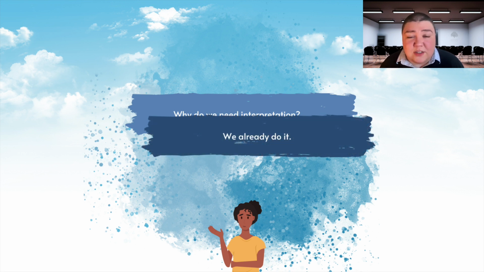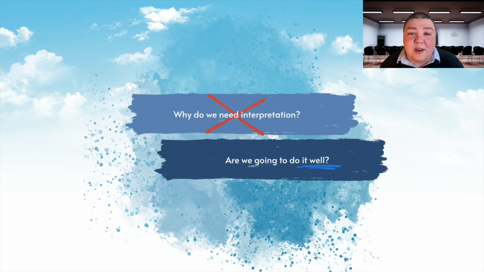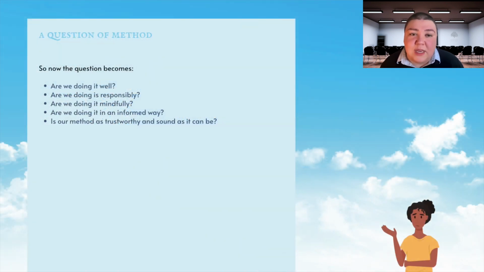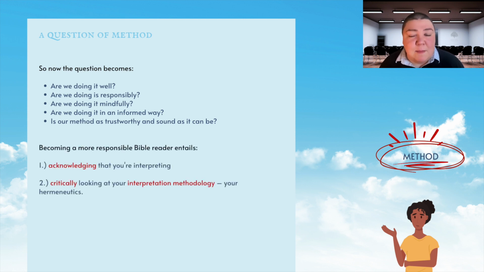So now the question becomes, are we doing it well? Are we doing it responsibly? Are we doing it mindfully? Are we doing it in an informed way? Is our method as trustworthy and sound as it can be? And that word method really is the key word here. Becoming a more responsible reader of the Bible entails 1. Acknowledging that you're interpreting, and 2. Critically looking at your interpretation methodology, your hermeneutics.